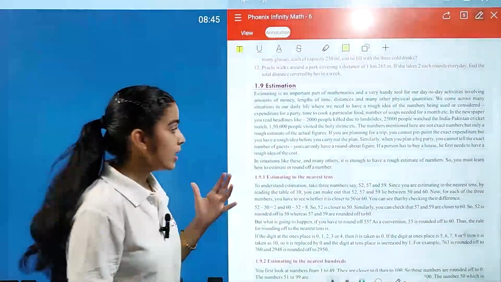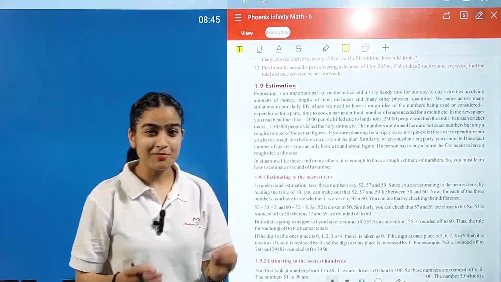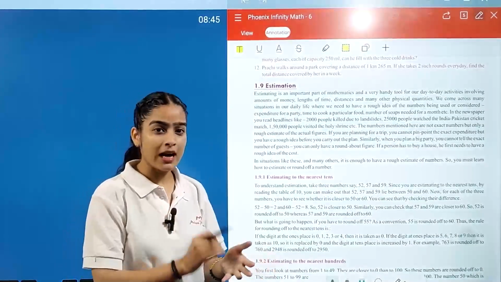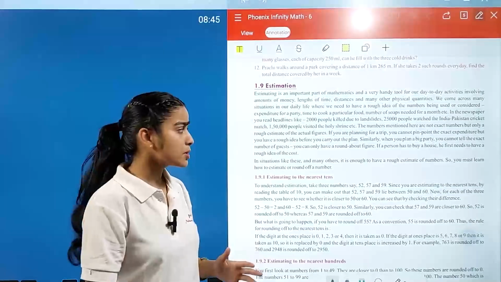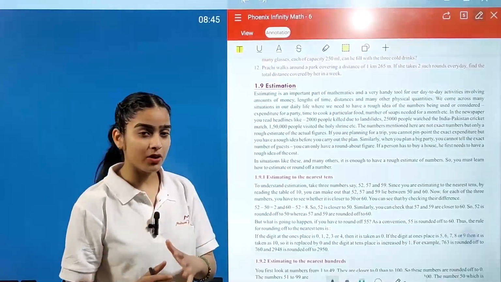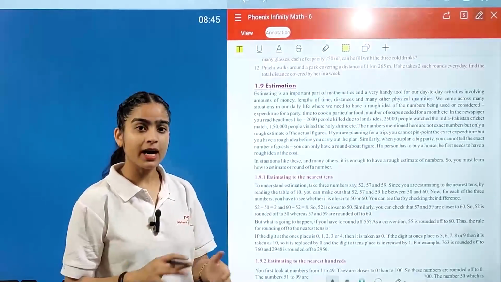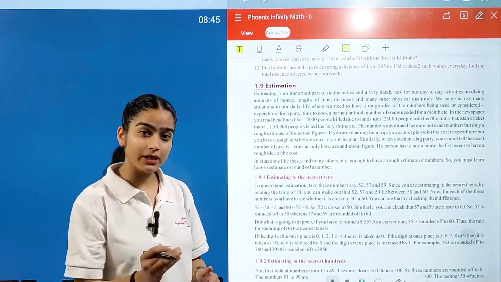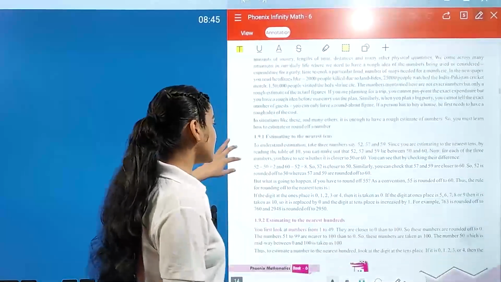For example, if 25,000 people watch the India Pakistan cricket match, it doesn't mean that we go there and count each and every person. It is a rough idea by the purchasing of tickets, by the entries of people in the stadium. So that is called your rough idea, approximate, which is not an accurate value, but is very close to that value. So now, estimating to the nearest tens.